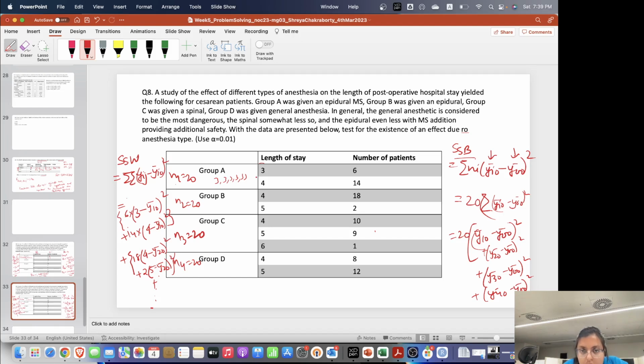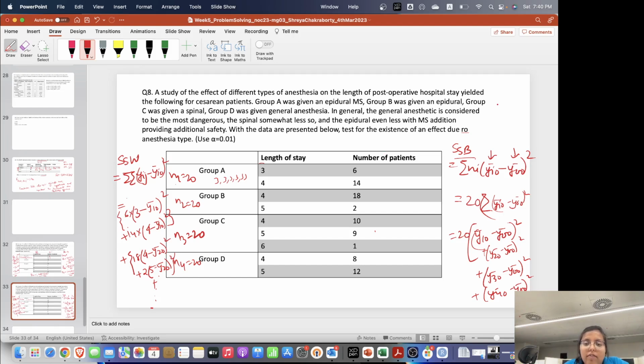If I break it down, then it will have 3 minus y1 naught bar whole square plus 3 minus y1 naught bar whole square plus 3 minus y1 naught bar whole square. This will go on 6 times. Then we would have 4 minus y1 naught bar whole square, and that would go on 14 times. So we are just combining that in this form. I hope this is clear to you. So this is how you calculate the SSW and SSB.